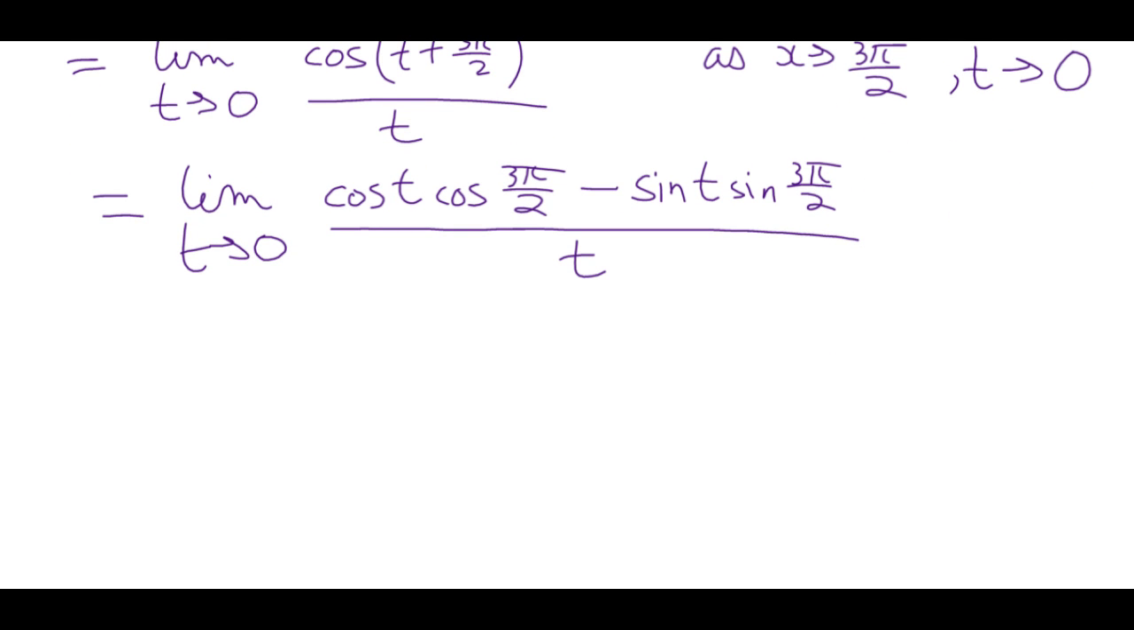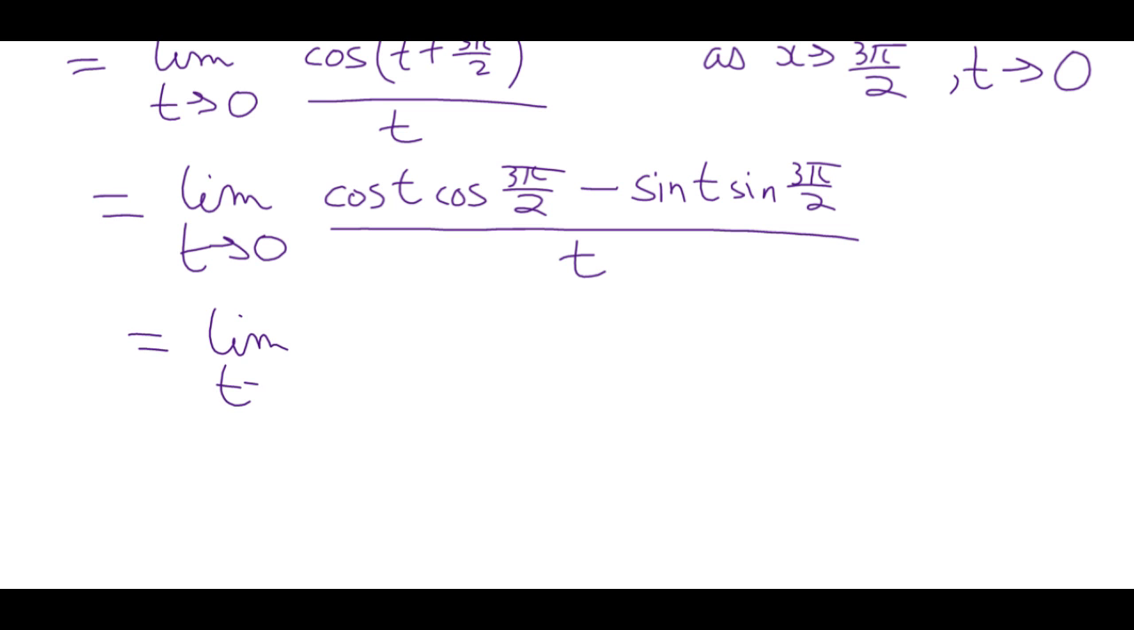I can put the formula sheet away now. I've used the formula appropriately. Now, the cos of 3 pi over 2 actually has a value, right? And so does the sine of 3 pi over 2. So what is the cos of 3 pi over 2?